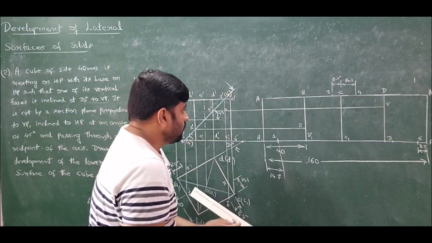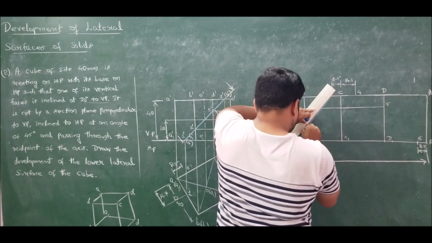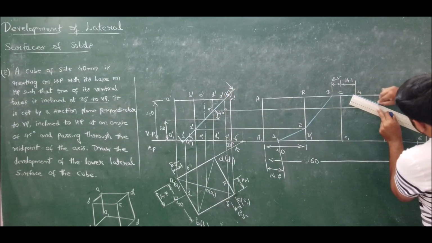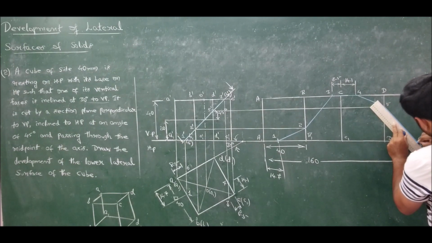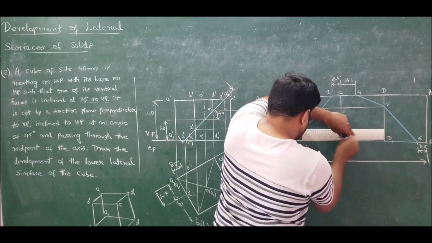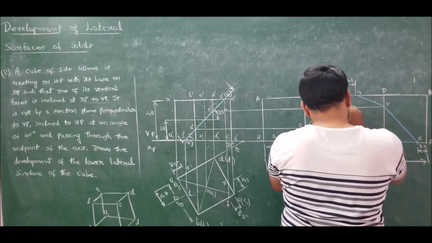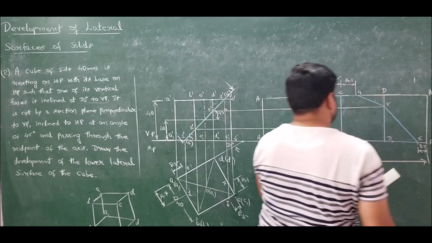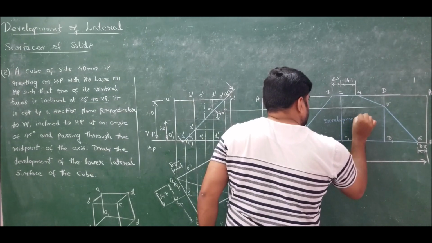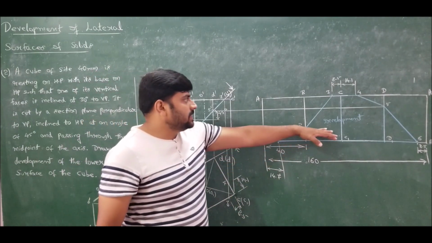Now we connect all these points, which we will use as the development. 1 to 2, 2 to 3, 3 to 4, 4 to 5, 5 to 6, and then 6 to 1, and also we have the sharp vertical edges. So this will give us the development of the given problem. The plane figure obtained by developing the cube given in the problem is nothing but the development.